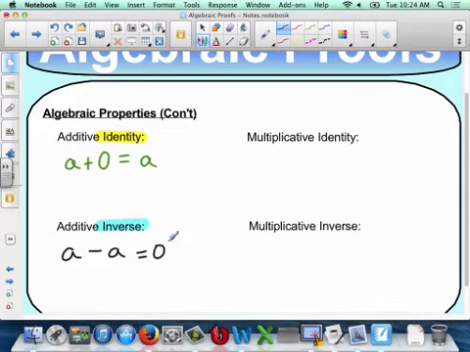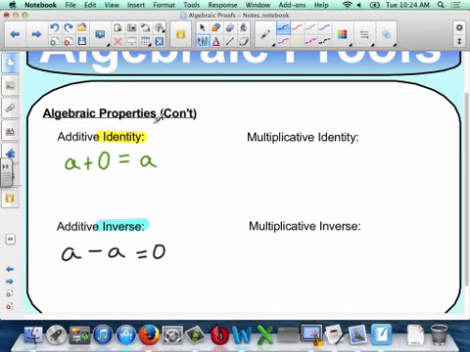Is it always equal to 0? Additive inverse will always add up to 0. Always. Because again, think of it, the inverse cancels it out. Okay, it's what we're adding to cancel out the term.